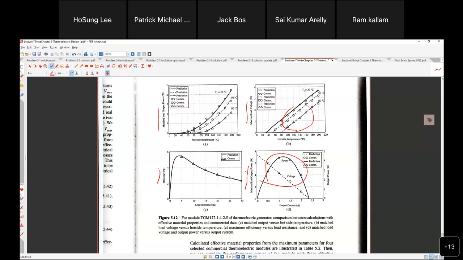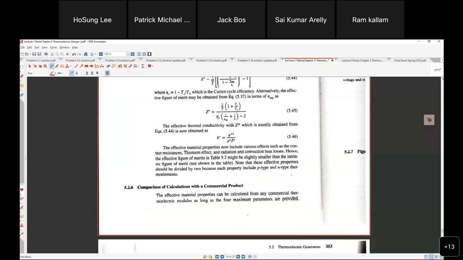Otherwise, it's very difficult. Even for the commercial product, there is some given information, and when we have some specific situation, how can we predict the power output or efficiency? But now we have a way. That's why in the final exam, you have to answer it. No properties are provided. Only some commercial curves are provided, like a commercial product. Then we're able to predict anything, any question. That's what you have to understand.